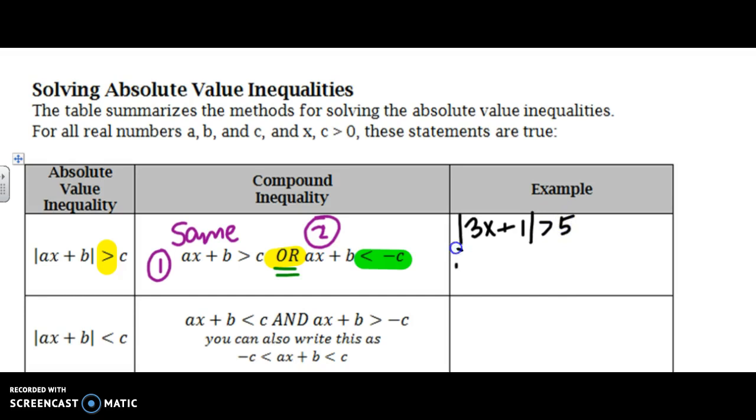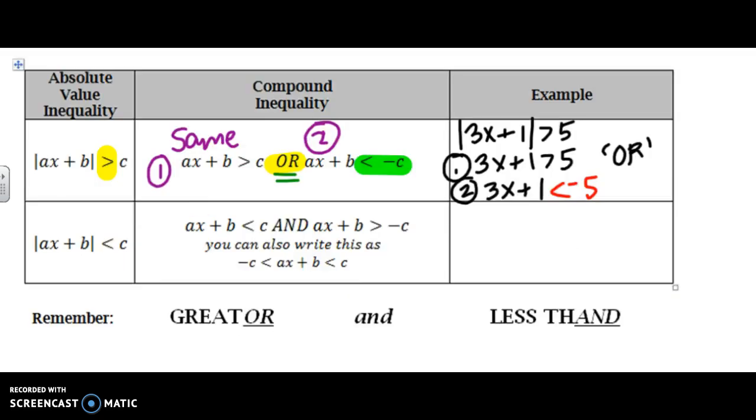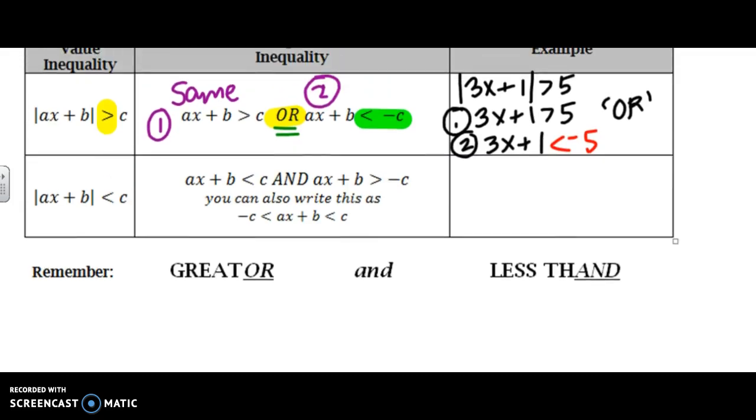Then I would set up two problems. My first problem would just be 3x plus 1 greater than 5. Then I'm going to include the word or. And my second problem is going to be 3x plus 1 less than -5. I would solve both of those, and because it's an or, I would just graph them and do my thing. Okay?